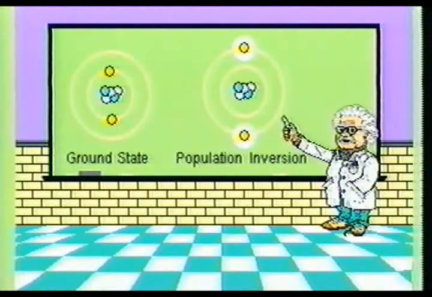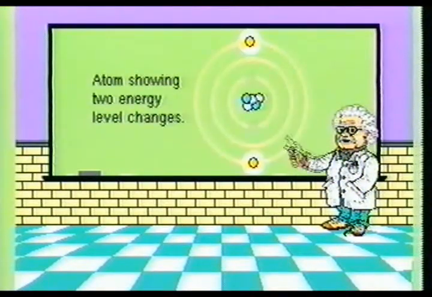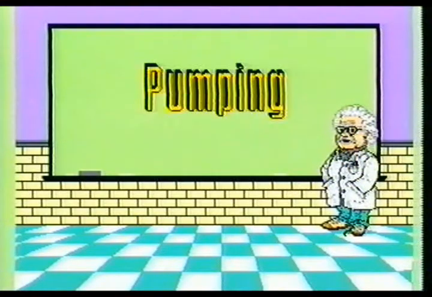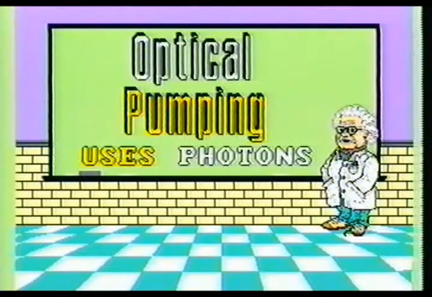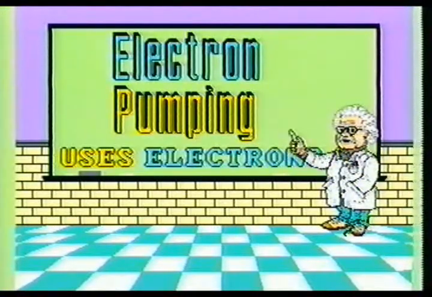Any molecule which can achieve population inversion will work as a suitable material for the lasing medium. Many lasers use more than one energy level change and can operate on different wavelengths. The energy source used to establish stimulated emission is often referred to as pumping. Optical pumping is the use of photons as the means of exciting the atoms into their higher energy levels. Electron pumping is achieved by passing an electric current through the lasing material.